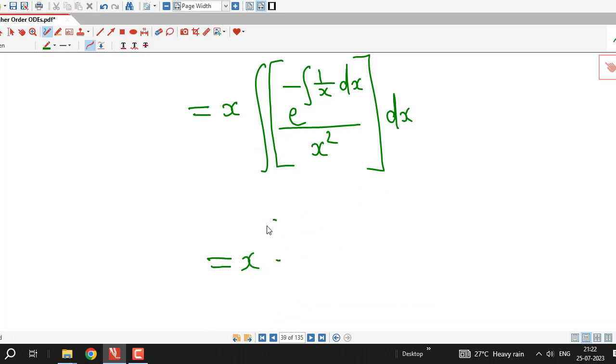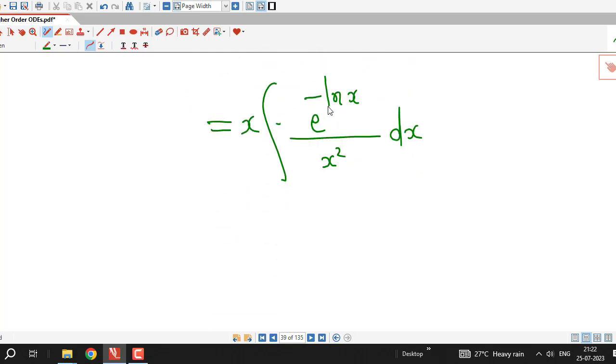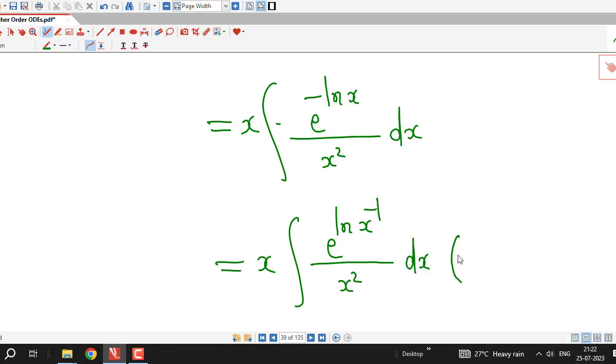and this is equal to x times integral of x square e raised to minus integral of 1 by x is log x, divided by x square, integral with respect to x. This I have replaced by log x. Integral of 1 by x is log x. This is equal to x times, here x square as it is. This I can rewrite as e to the power ln x raised to minus 1, integral with respect to x.